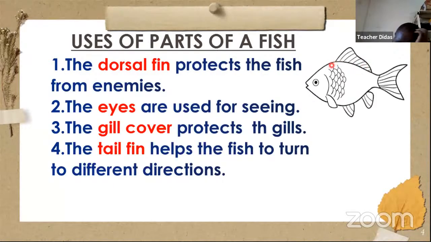We have this one. It's the eye, as you can see. Of course, the eyes are for seeing. How about the tail? What is the use of this tail? To make corners. It helps the fish turn to different directions. So when it is in water, it is able to change direction, and it can easily move from one place to another.